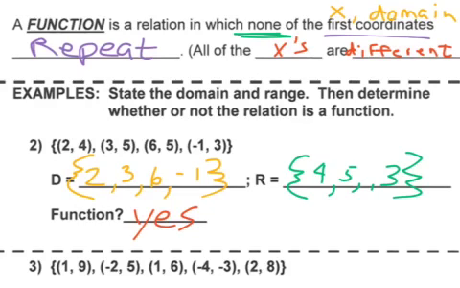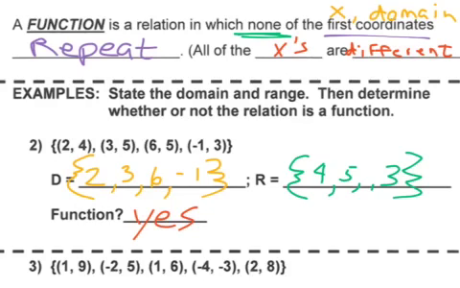Okay, talking about is it a function? Is a relation a function? We are really tested on that. A relation is a function in which none of the x's repeat. So in other words, all of the x's are different. You can repeat the y value and it still be a function, but none of the x's will repeat in order for it to be a function.